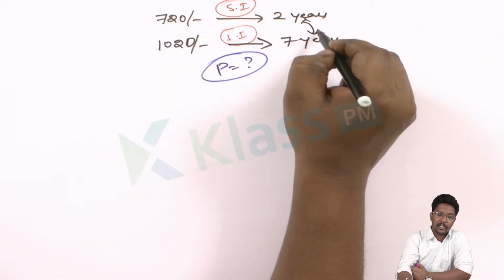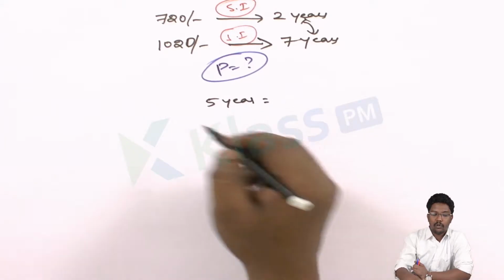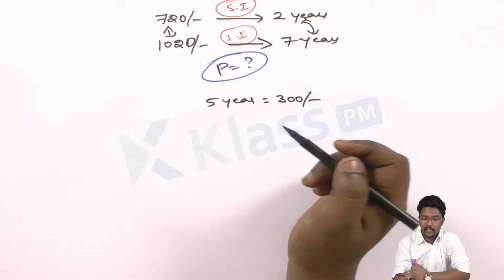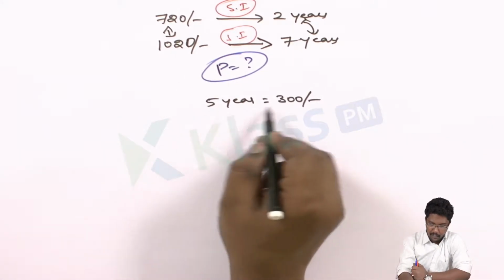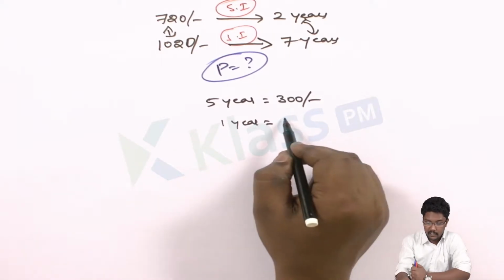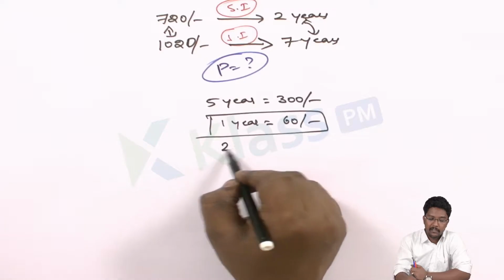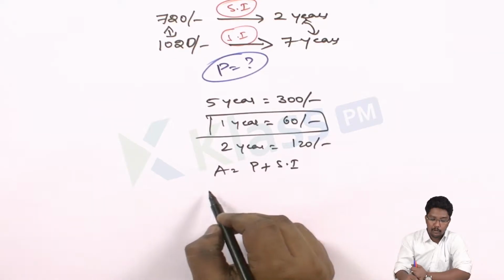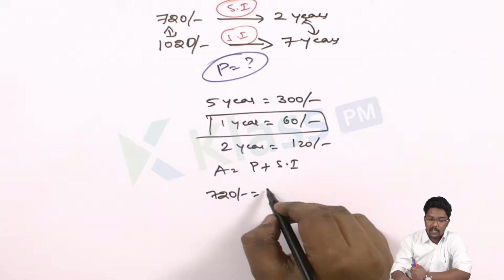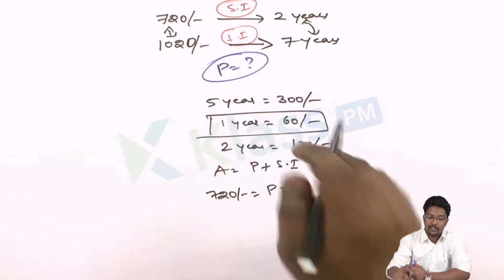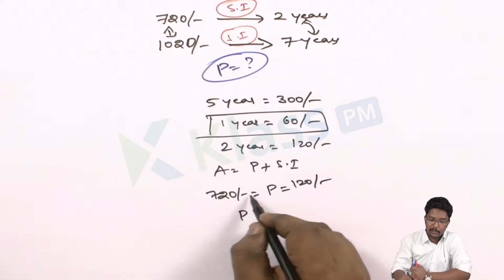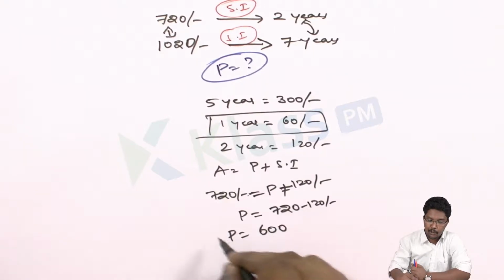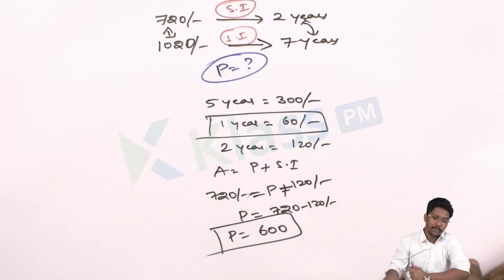What is the difference between the time periods? 5 years. For 5 years, what is the difference between the amounts? It is 300 rupees, 1020 minus 720. Means for 5 years it is 300 rupees. For 1 year, it is 60 rupees. For 2 years I am paying 120 rupees. So amount equals principal plus simple interest. I know the amount, 720 rupees for the 2 years. I don't know the principal, but I know the simple interest for 2 years. It is 120 rupees. So principal equals 720 minus 120 rupees. It is 600 rupees. It is my principal which I borrowed from the bank.